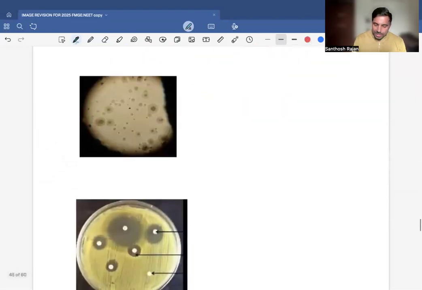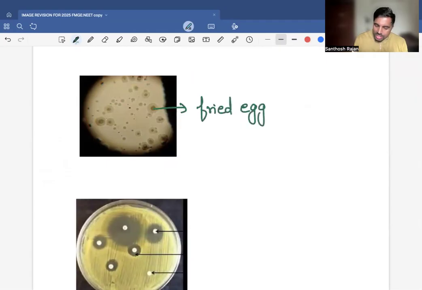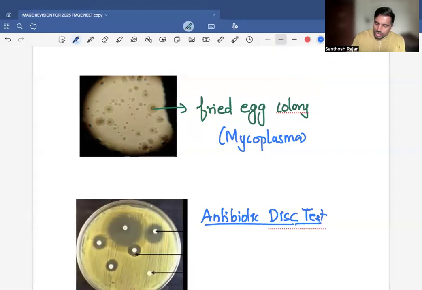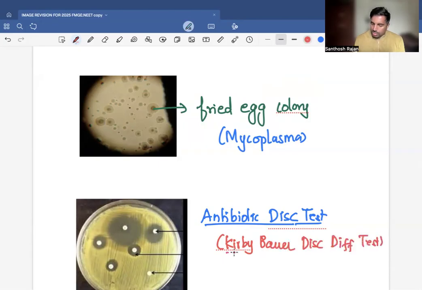You remember it. And here, this is a fried egg colony. This is how a fried egg colony looks. This is basically for your Mycoplasma, on PPLO agar, because of PPLO pneumonia. This is antibiotic susceptibility testing, the antibiotic disc test, which is also called the Kirby-Bauer disc diffusion method, the Kirby-Bauer disc diffusion test. Okay, that's it.